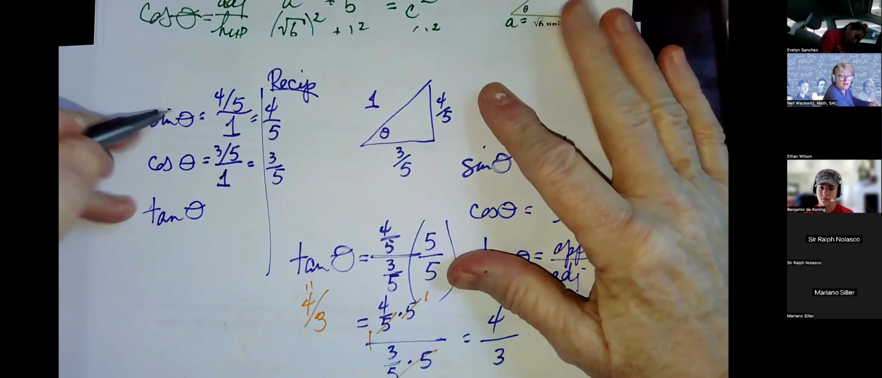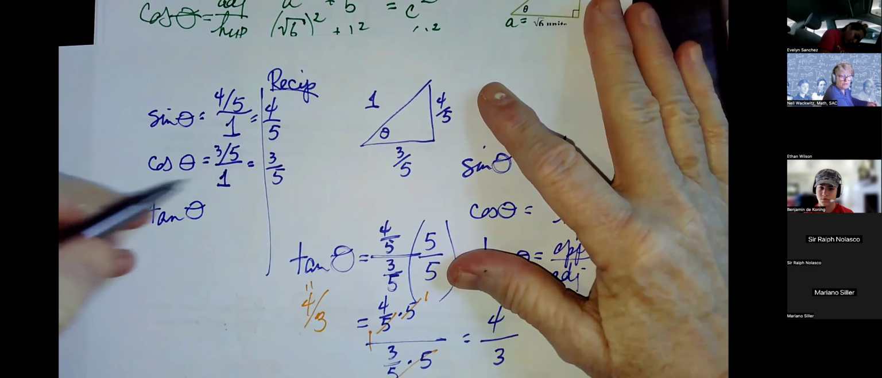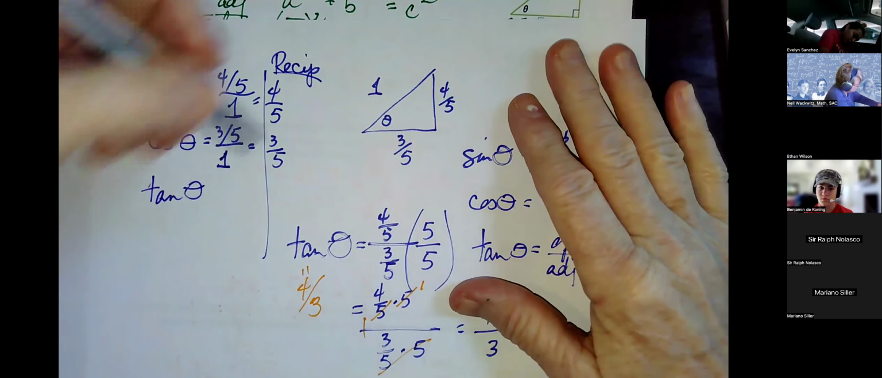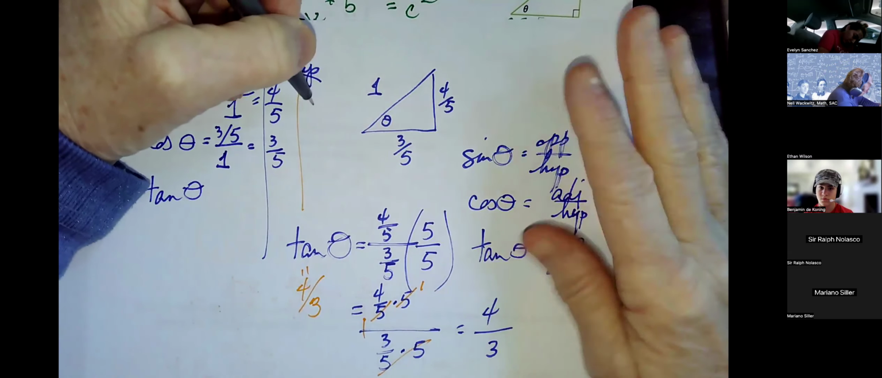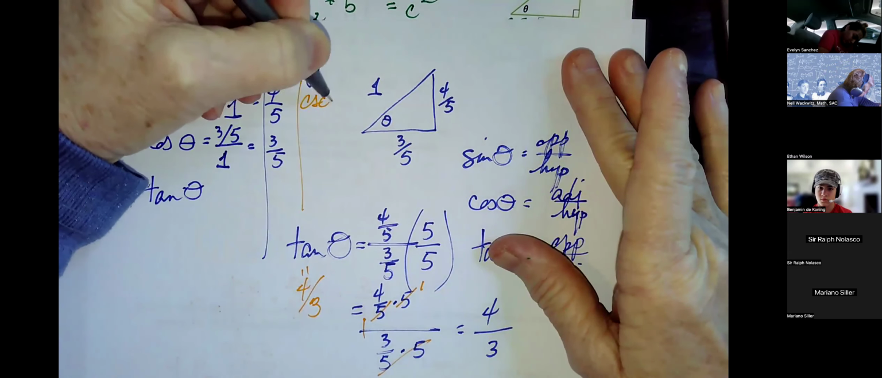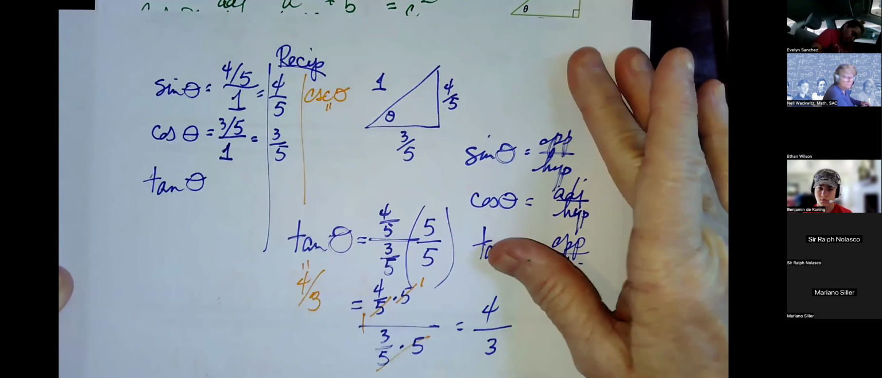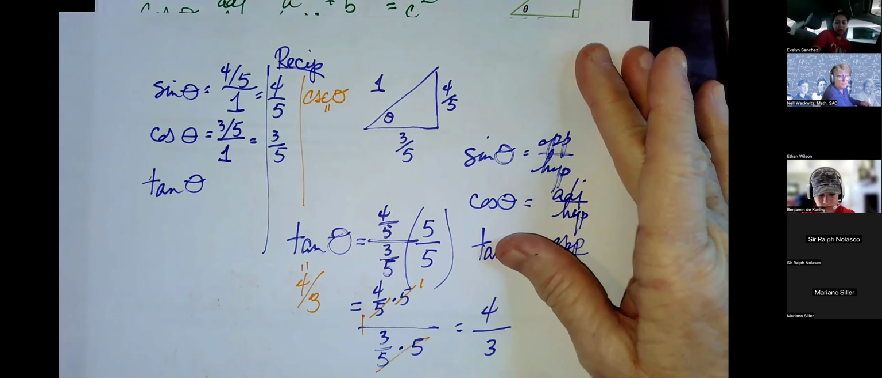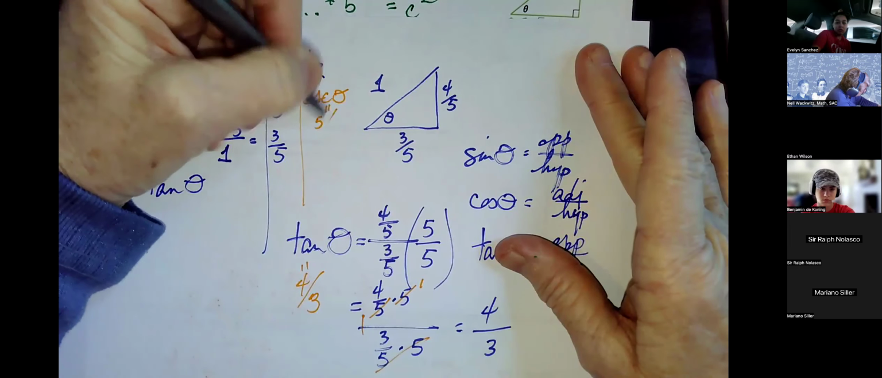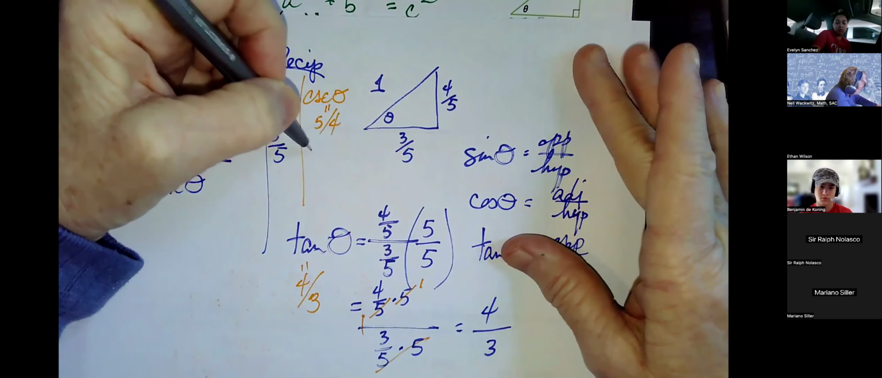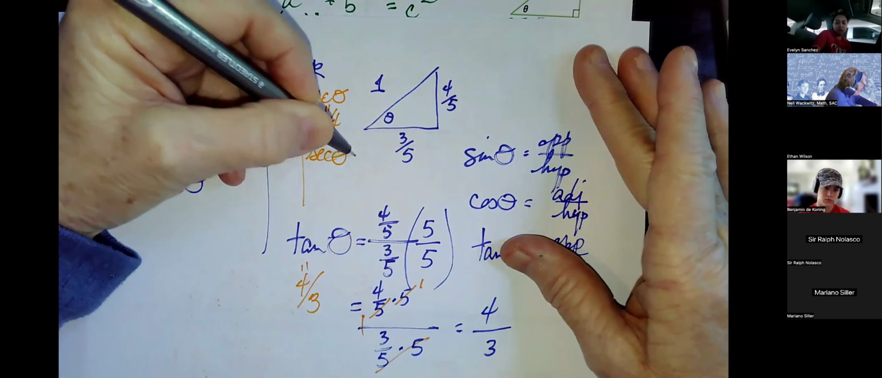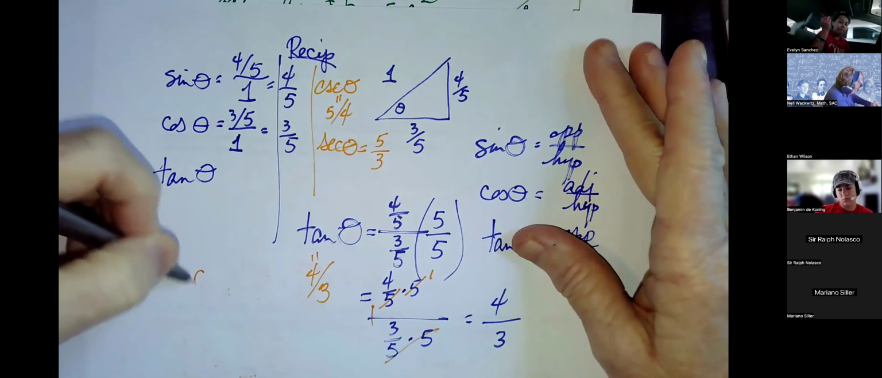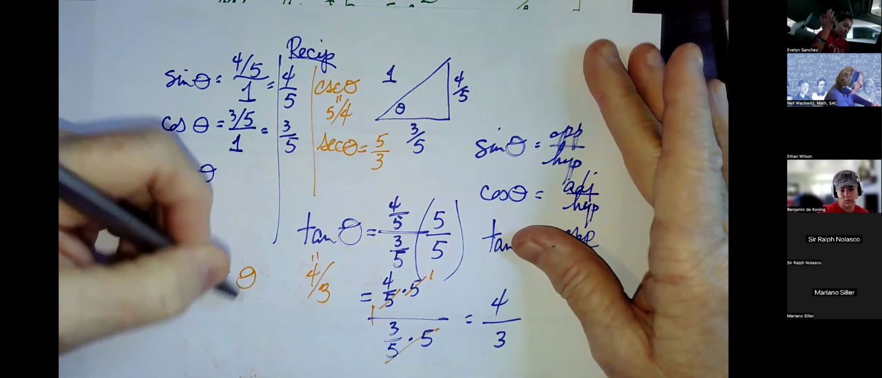The sine is 4/5. The cosine is 3/5. Tangent is 4/3. What is the cosecant? 5/4. Beautiful. What is the secant? 5/3. And what is the cotangent? 3/4.